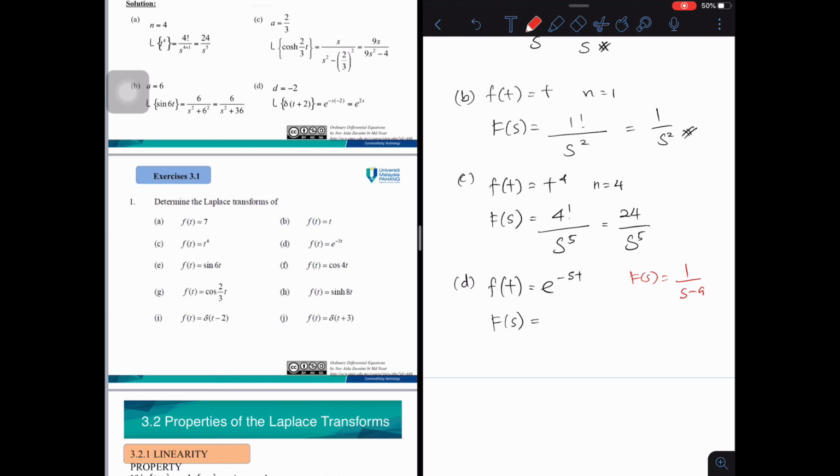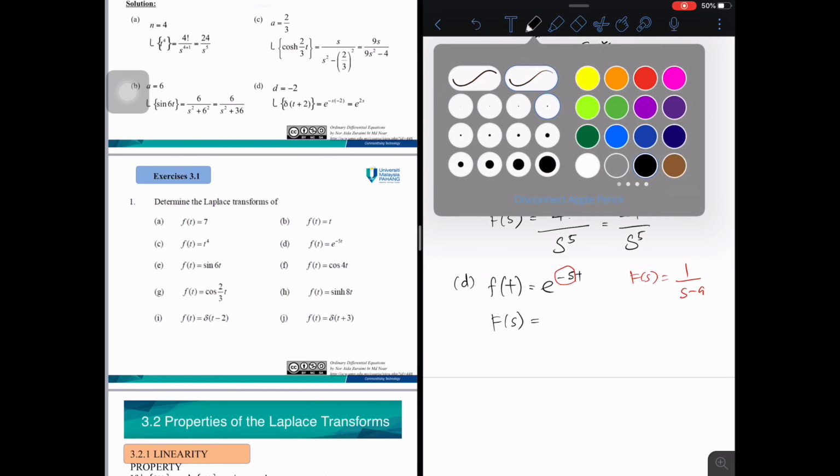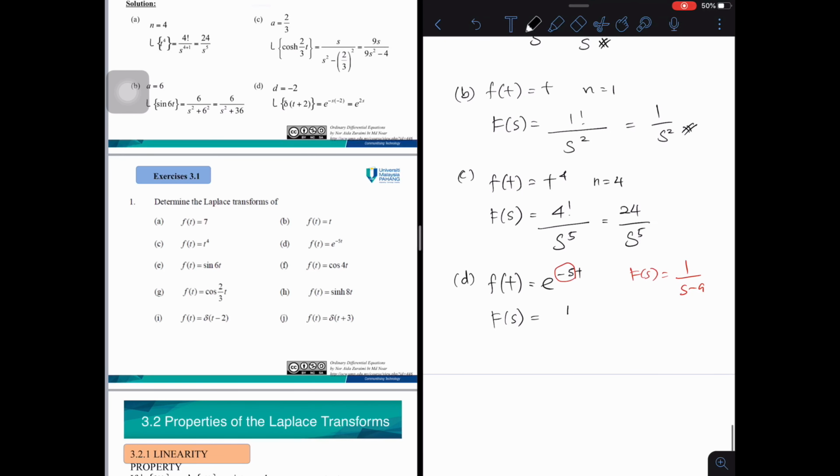So the important thing is you need to know the value of a, where this one is the value of a, negative 5. Therefore, by using this formula, we will have our F(s) equal to 1 over s minus negative 5. So it equals 1 over s plus 5.